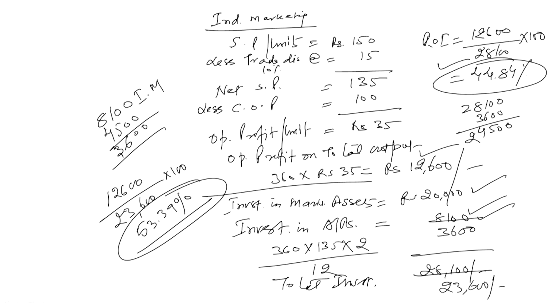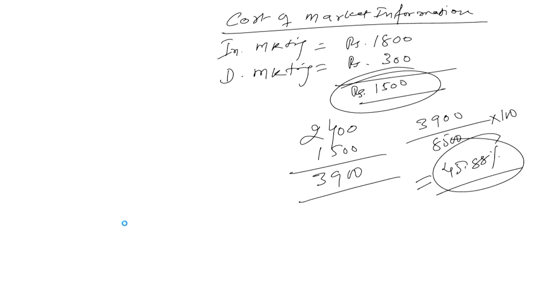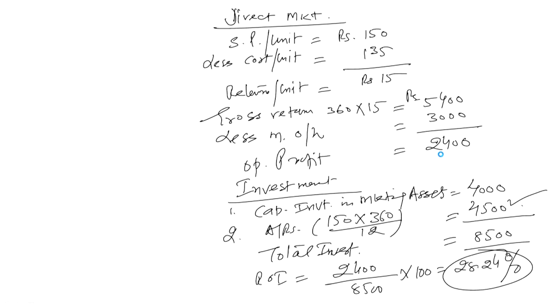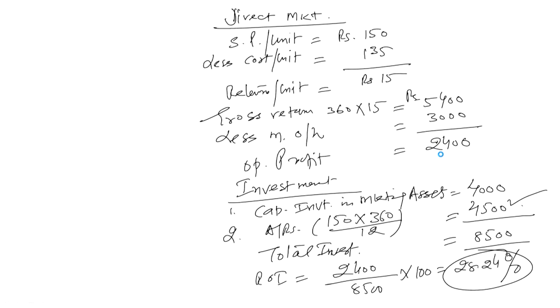53.39%. And if you compare this return with the return from the direct marketing, that return from the direct marketing we have calculated here is 45.88%, and here the return if you calculate is 53.39%. It means we can say indirect marketing is much better as compared to the direct marketing, because of a number of reasons, that you do not have to make any investment into the marketing asset.